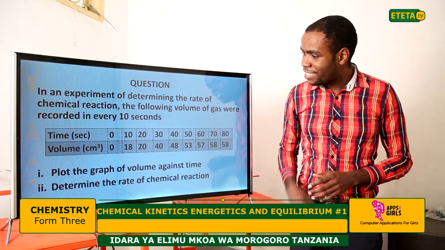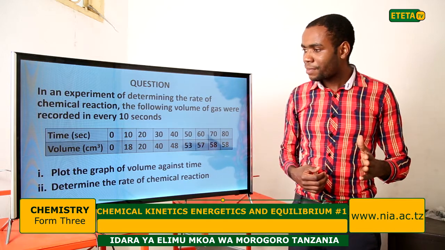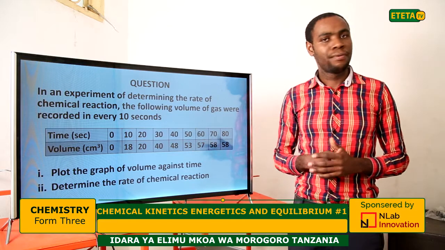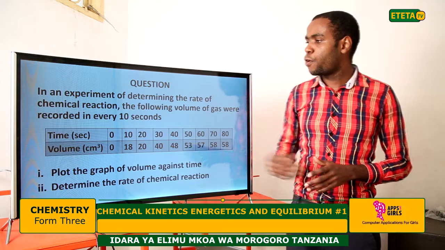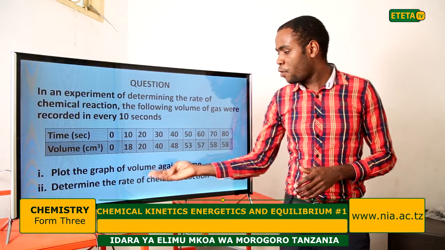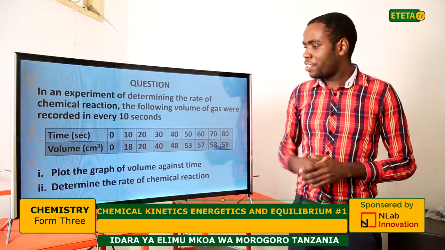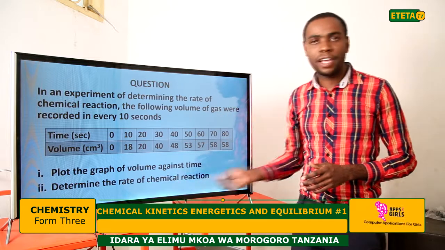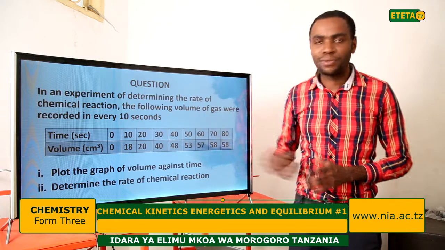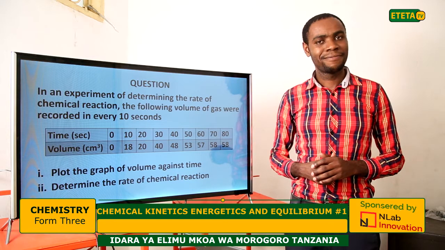The second question says determine the rate of chemical reaction. As I said earlier, the rate of chemical reaction is the slope of the graph of volume against time. So for the graph which you plotted of volume against time, you find the slope of that graph. The slope will give you the rate of chemical reaction. I leave it to you. You have to attempt it.